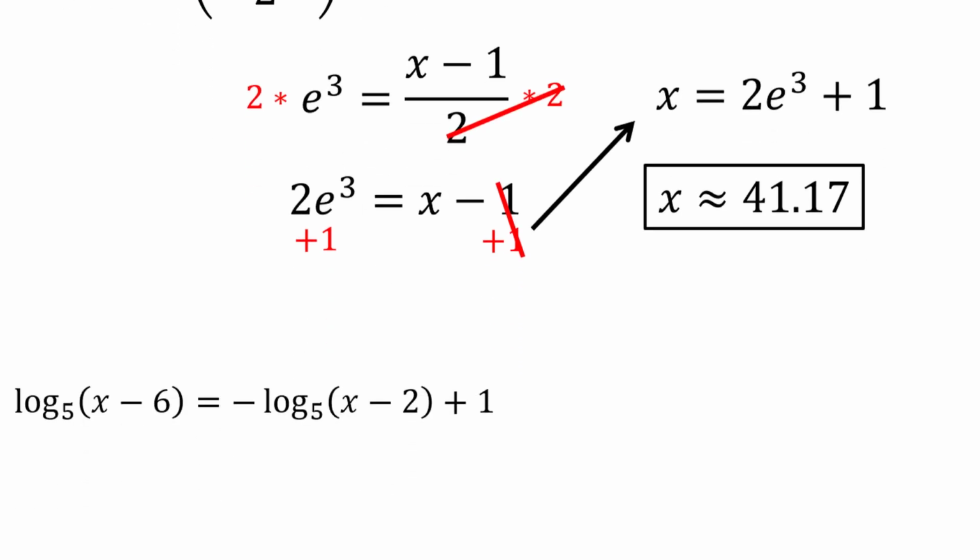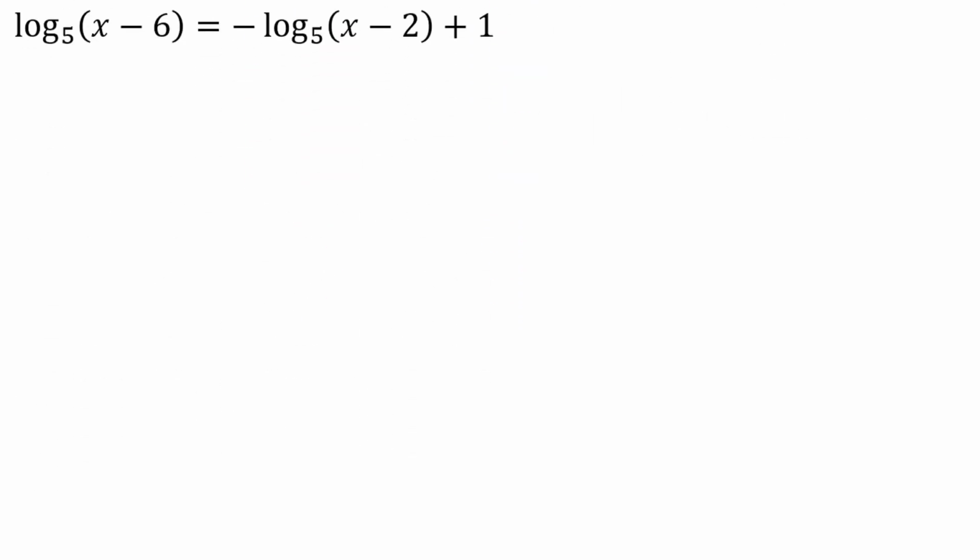Let's try this problem. We have log base 5 of x minus 6 is equal to negative log base 5 of x minus 2 plus 1. We probably want to get the logs onto the same side of the equation, so we can combine them using one of the properties of logs. Let's add the log from the right side to both sides of the equation.